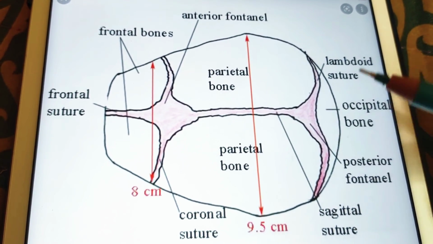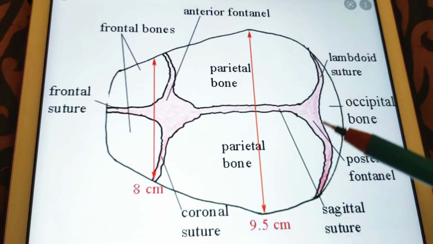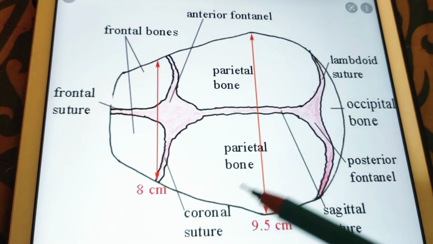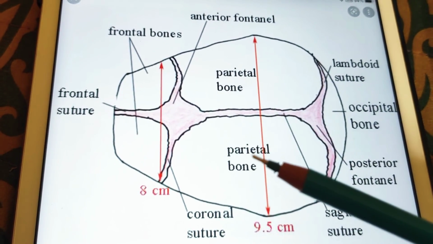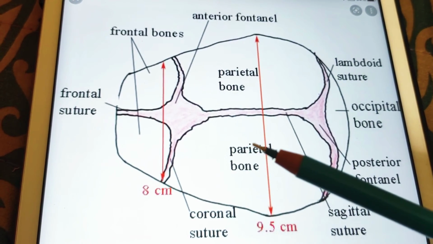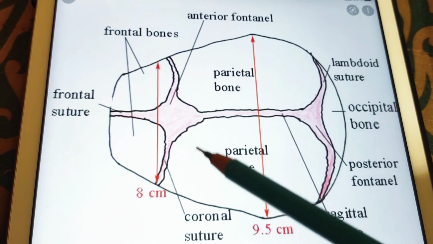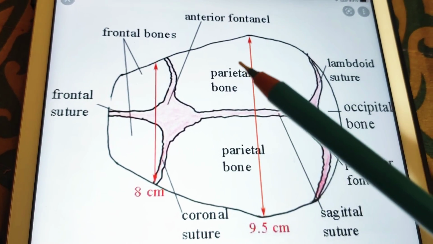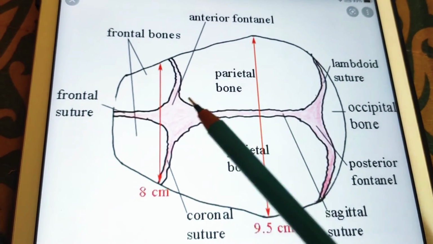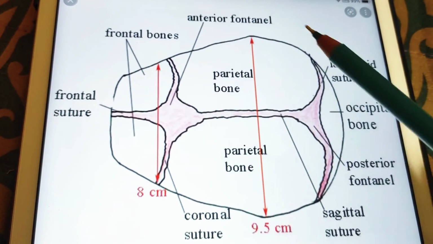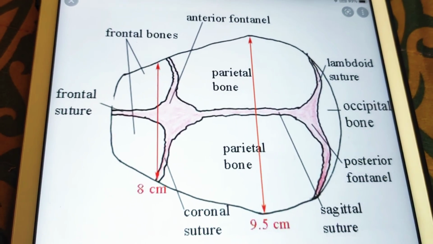So what is the clinical anatomy related to it? Fontanelles help to determine the age in the 1 to 2 years of the child. They also help to know the intracranial pressure. In increased intracranial pressure, bulging is seen at the anterior fontanelle. But if there is low intracranial pressure, then you will see depression in the anterior fontanelle. So till 1 to 2 years of the child, you can easily assess the intracranial pressure at the anterior fontanelle site.